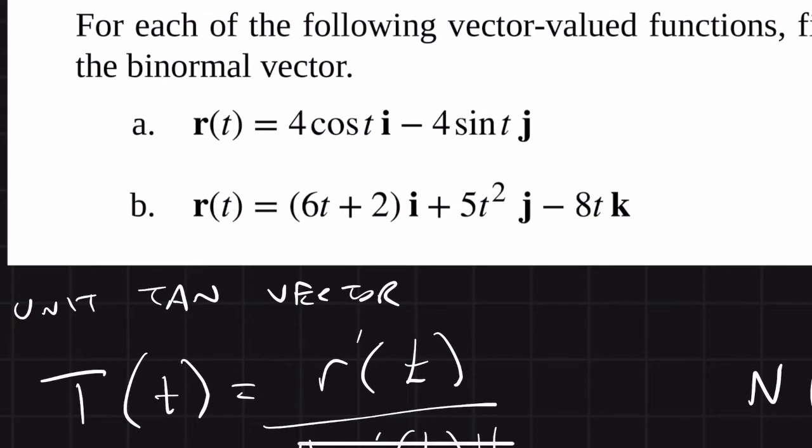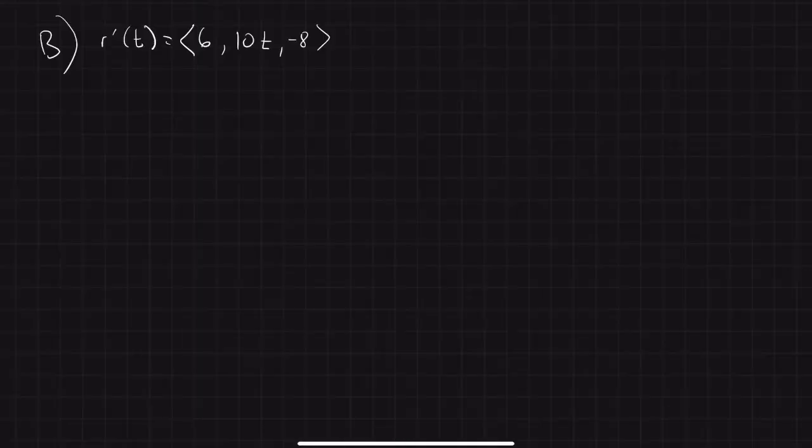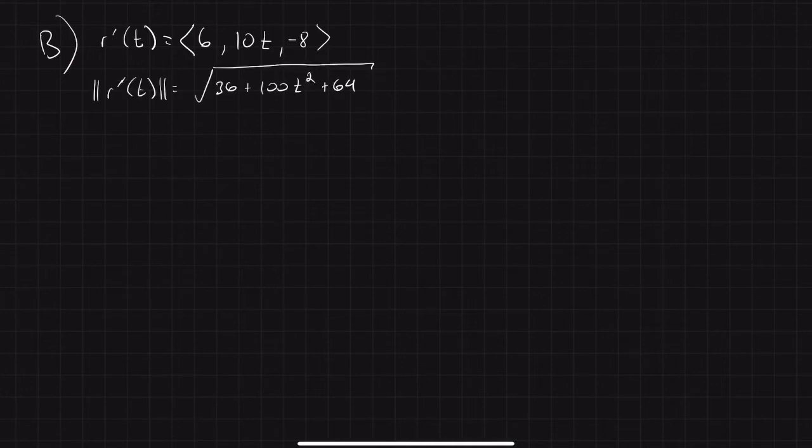r(t) is equal to 6t i plus 2 j plus 5t squared j minus 8t k. We start by finding the derivative of r. That would give us 6 as the x component, 10t as the y component, and negative 8 as the z component. For the magnitude of that, we square each of those components, add them together, and take the square root.